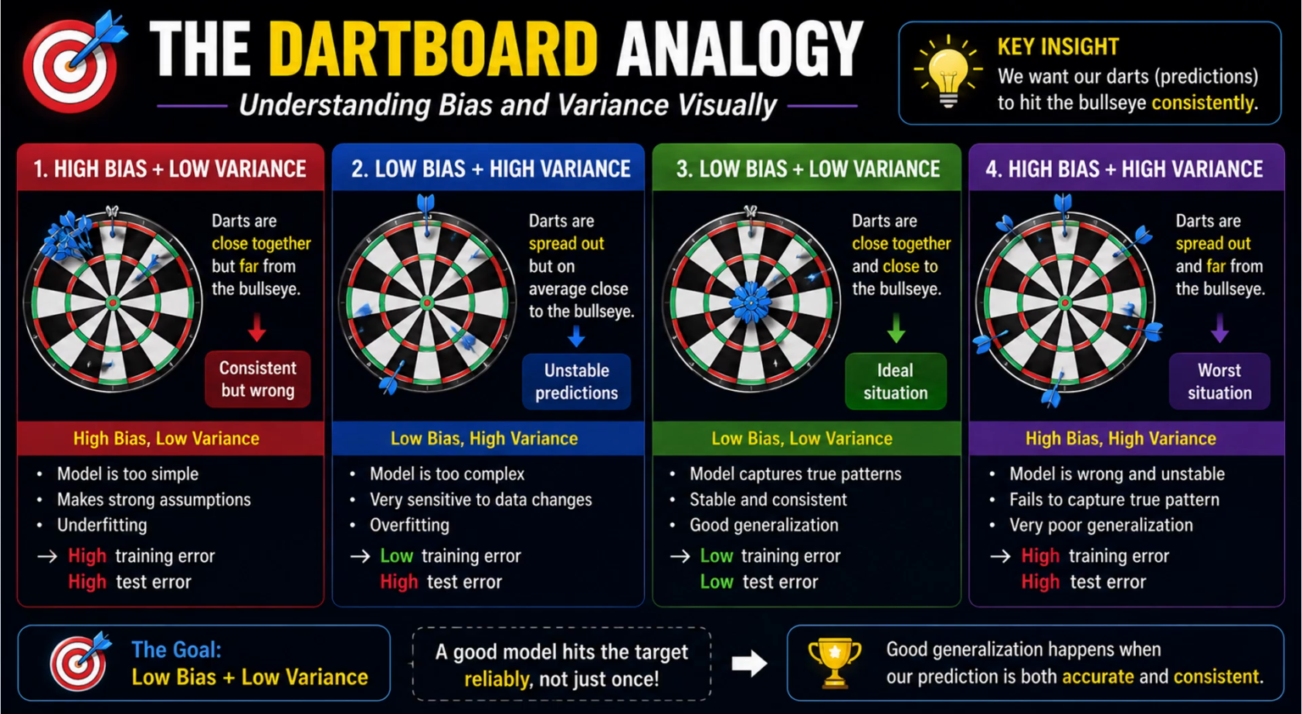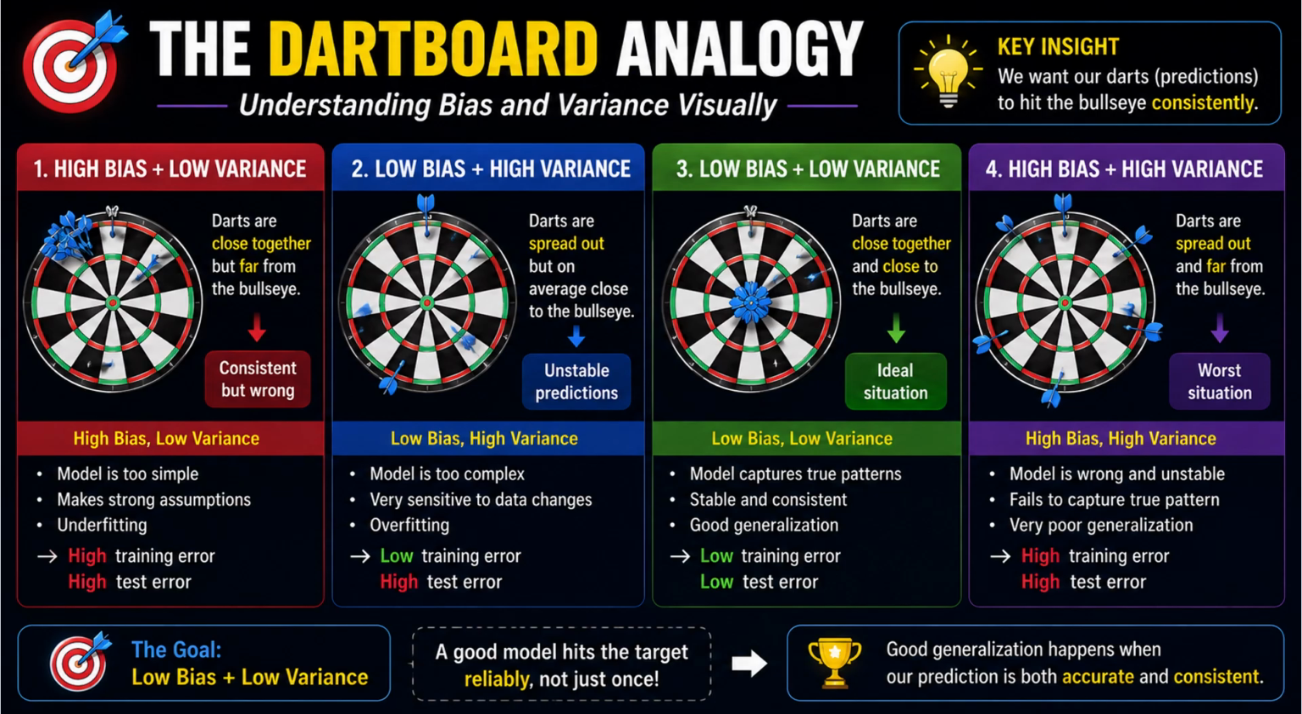Now, let's understand this a little more using analogies. So, let us understand bias and variance. High bias with low variance: darts are close to each other but far from the bullseye. So, consistent but wrong. Next, you have low bias and high variance: darts are spread out but on average close to the bullseye. Unstable predictions. Then you have low bias and low variance: darts are close to each other and close to the bullseye. So that's the ideal situation.